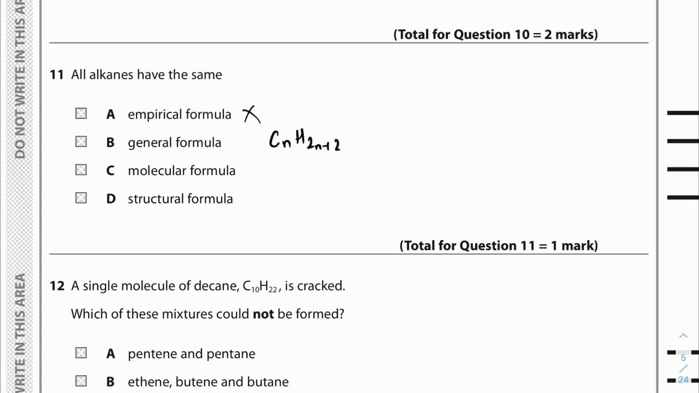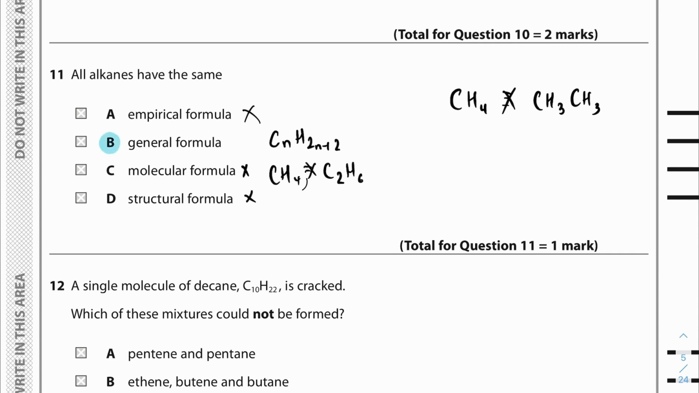Same molecular formula? No, because let's say we have CH4, which is methane, and then we have C2H6, which is ethane, and that's obviously not the same. So not molecular formula. What about structural formula? Same thing, they're not the same. We have CH4 here, and then we have CH3 as our structural formula. You can see that these are not the same. So it has to be B.